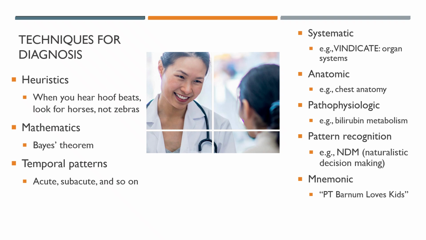For engineers, this illustrates why devices must provide reliable baseline data so the common conditions are not mistaken for technical errors. Mathematics. Tools like Bayes' theorem help weigh probabilities. How likely a disease is given a specific test result. This shows the importance of accurate device sensitivity and specificity, since false positives or negatives distort probability calculations. Temporal patterns. Timing matters. Acute, subacute, or chronic presentations point to different causes.